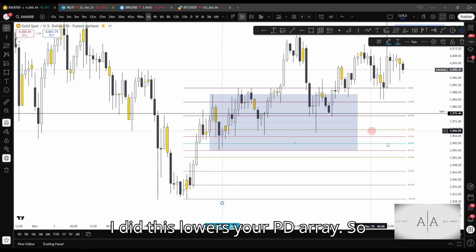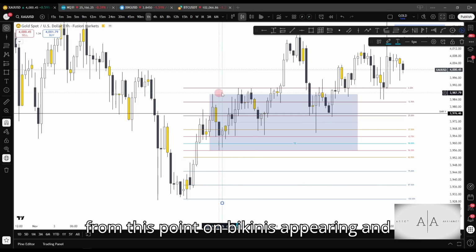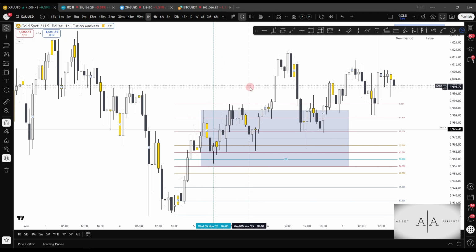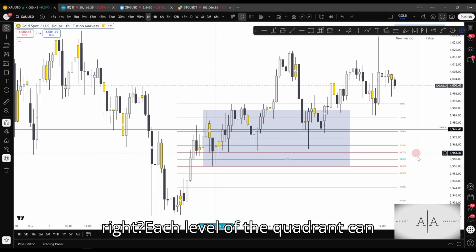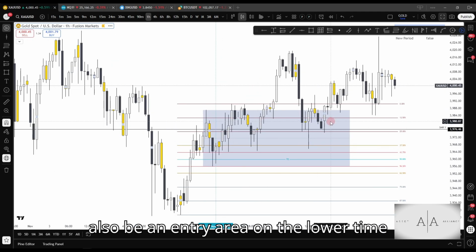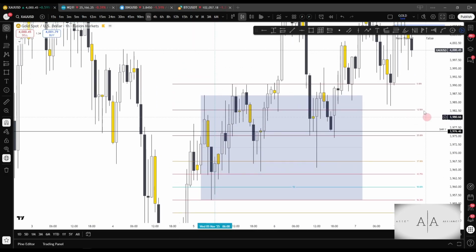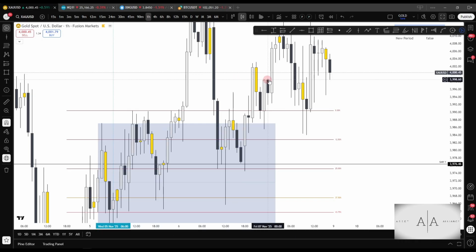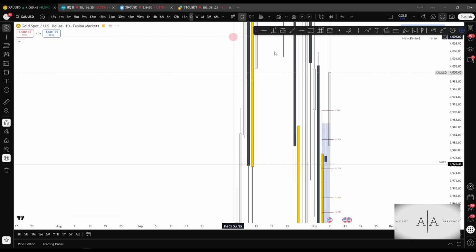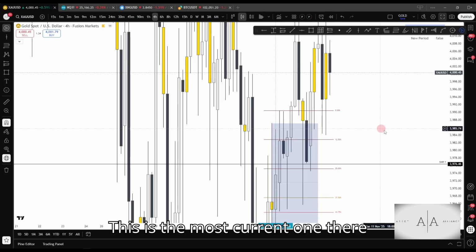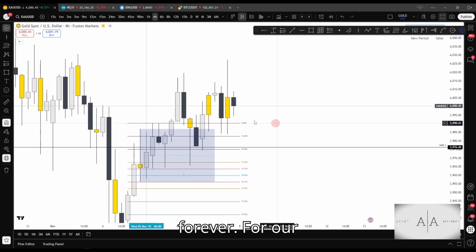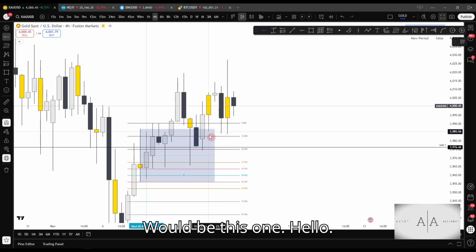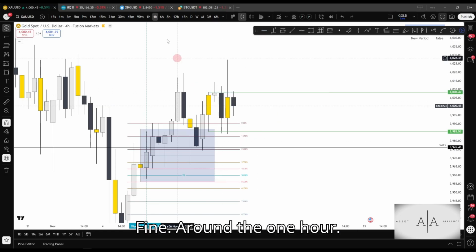So from this point on, you can use the PD array and look at the consequent encroachment, high and low, as sweepable areas or breakout areas, right? Each level of the quadrant can also be an entry area on the lower time frame. So let's say we looked at today on Friday. So this is the most current one. 4 hour on the Friday, so Friday, Thursday. It'd be this one, low, high.